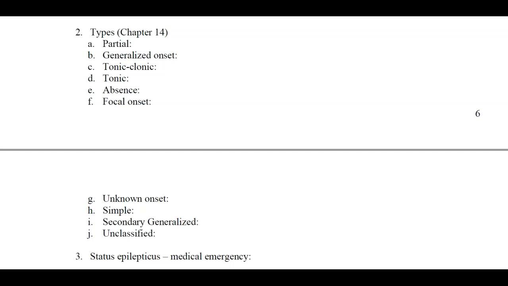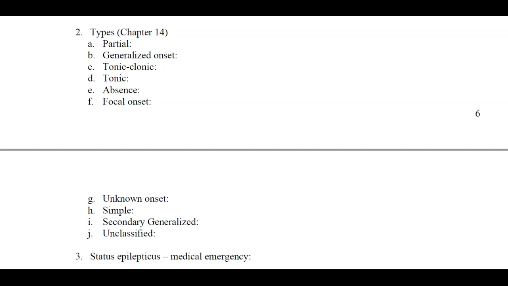Focal onset originates again in a localized or focal region. This is basically the same thing as a partial seizure. It originates from a focal area of the brain, usually in one lobe, and these have different subclassifications or subtypes based on the level of awareness and motor or non-motor involvement. Unknown onset, from the term itself, doesn't clearly fit into any other categories, or the category itself is unknown. So it's really hard to determine where this seizure belongs.